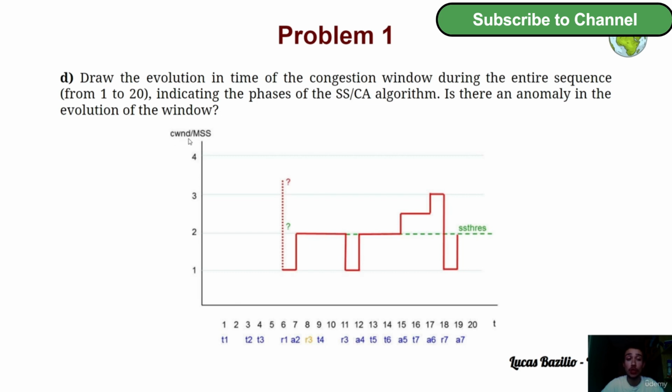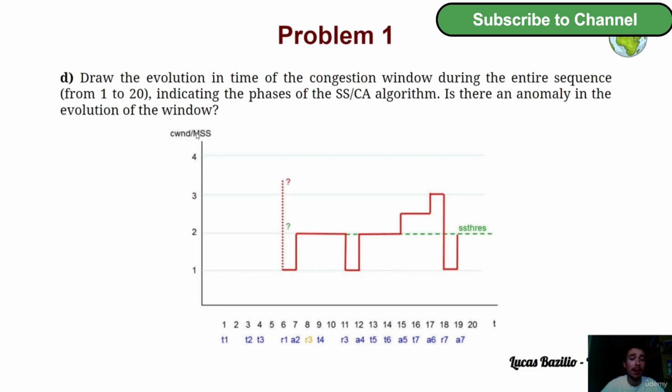We have the congestion window, but we divide the congestion window by the maximum segment size. So that in this way, as we do this division, we can work with natural values. Remember that the congestion window has a value in bytes. So we can even have very big values for the congestion window, but we don't want to work with very big values in this plot. We want to have a very easy visual representation.